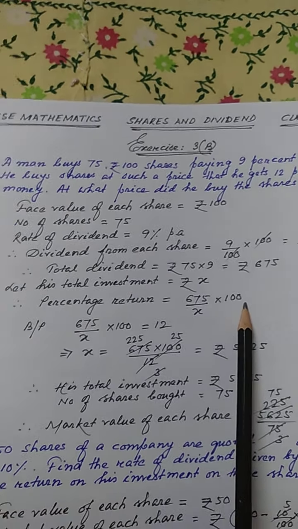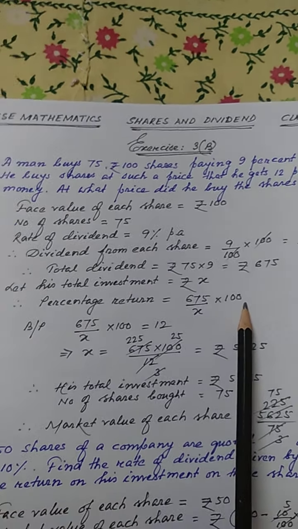Then cancelling this and doing the calculation, we are getting rupees 5625. Therefore, his total investment equal to rupees 5625 and number of shares bought, that is 75. Therefore, market value of each share will be the total investment divided by number of shares, and that is coming rupees 75. So this is the answer, market value of each share, that is rupees 75.